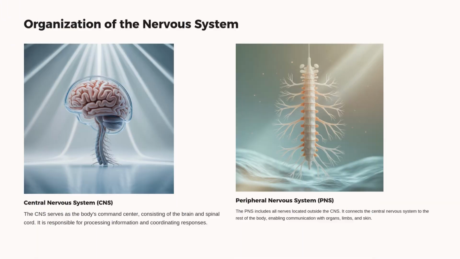Organization of the nervous system. Central nervous system, CNS. The CNS serves as the body's command center, consisting of the brain and spinal cord. It is responsible for processing information and coordinating responses.